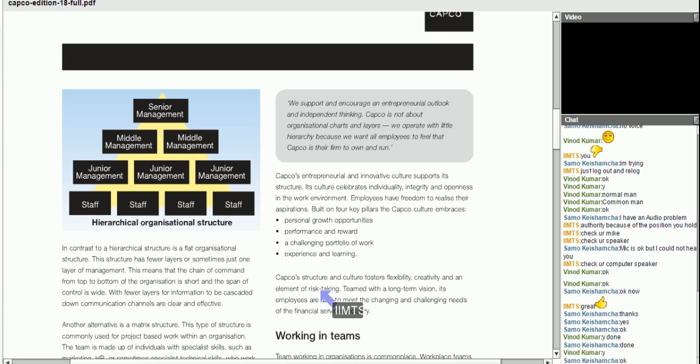So Capco's structure and culture foster flexibility, creativity, and an element of risk-taking. With a long-term vision, its employees are able to meet the changing and challenging needs of the financial service industry.